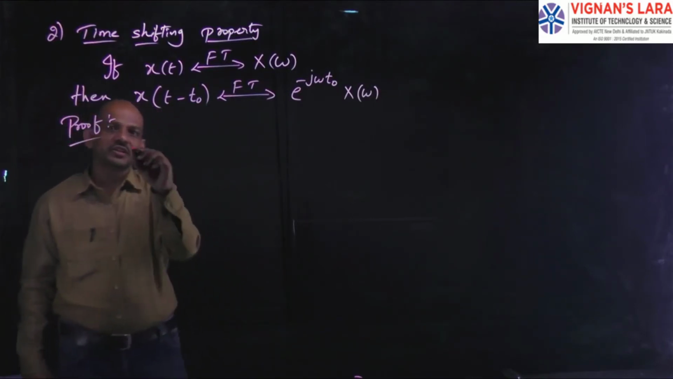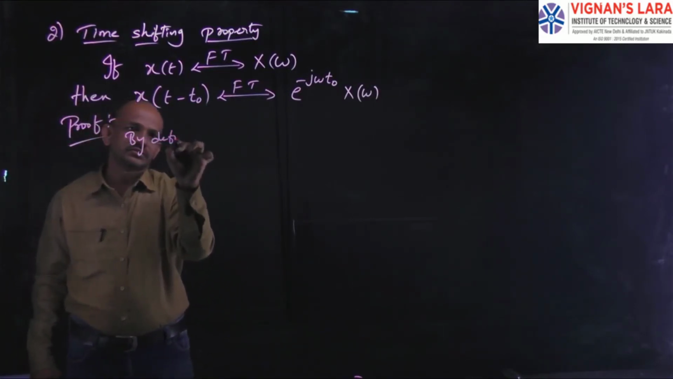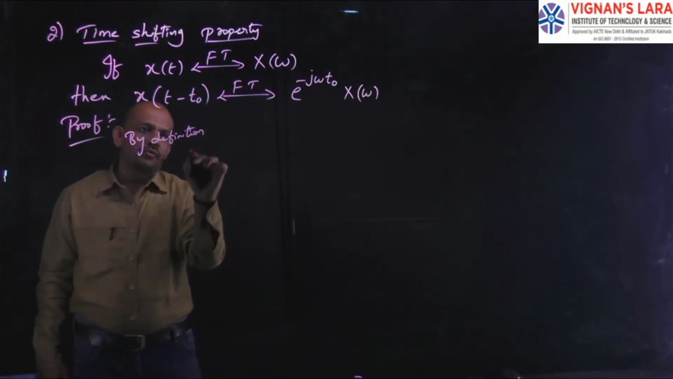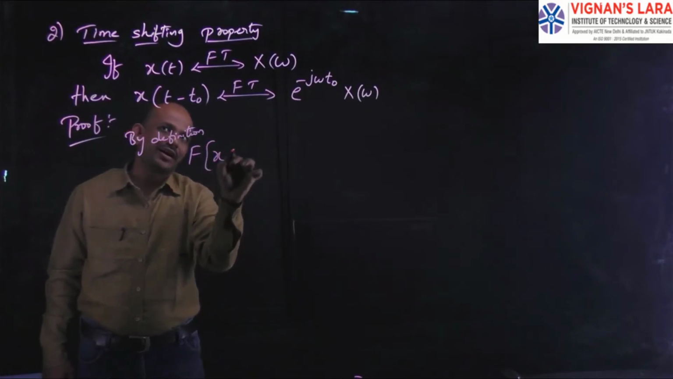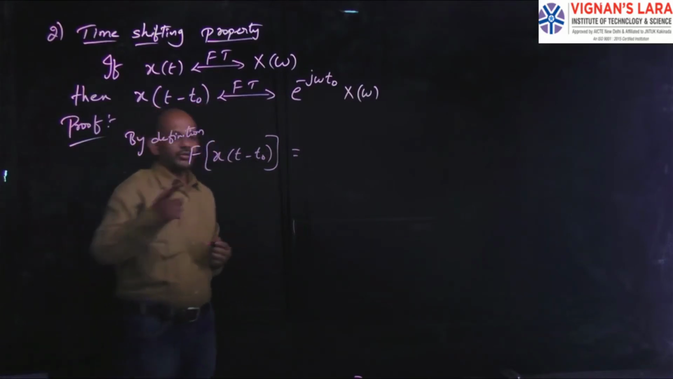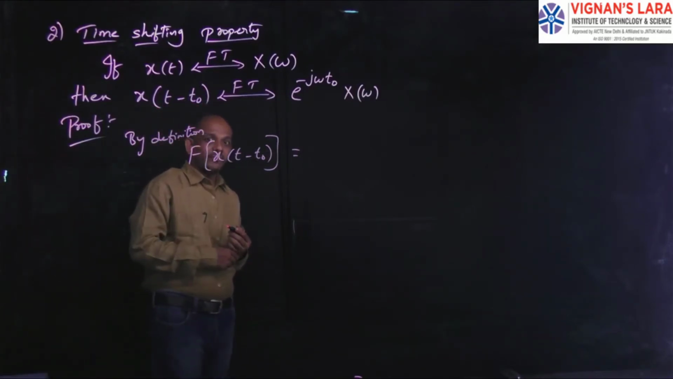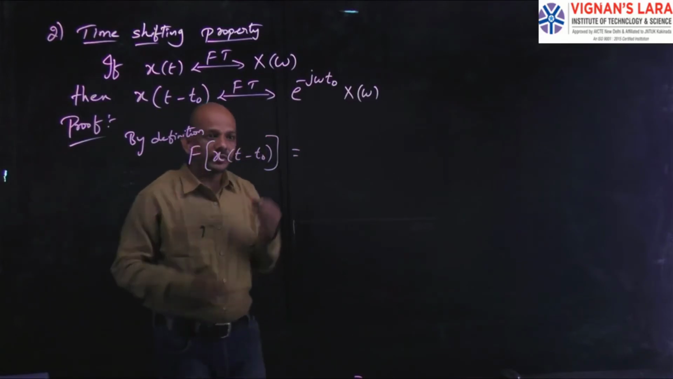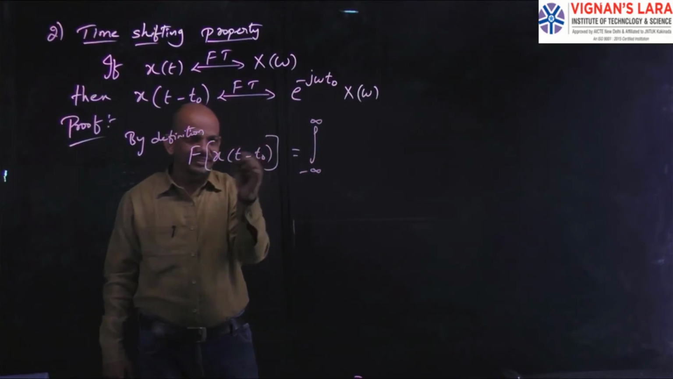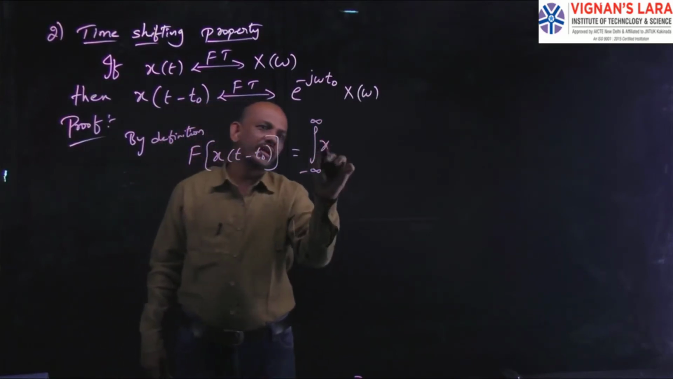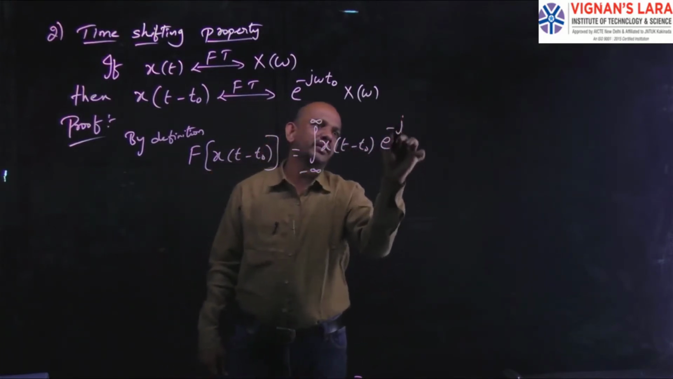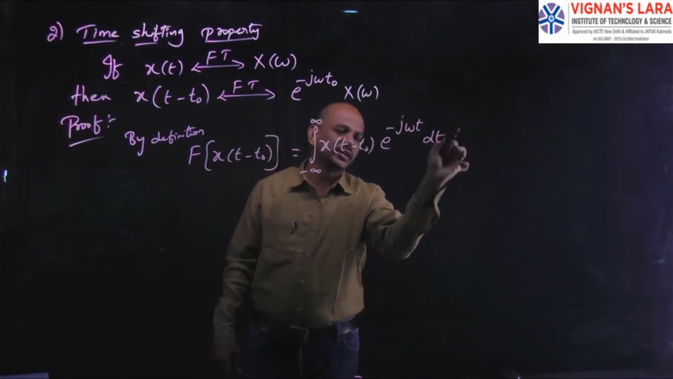So by definition, we all know the Fourier transform of x of t minus t naught, from the definition, will be equal to integral from minus infinity to infinity of the signal for which we are finding the Fourier transform, that is x of t minus t naught, into e power minus j omega t dt.